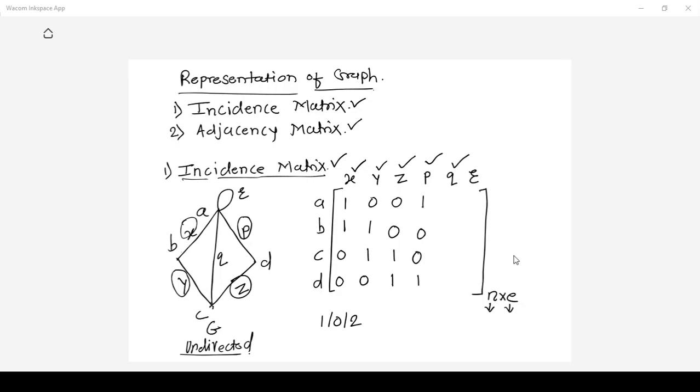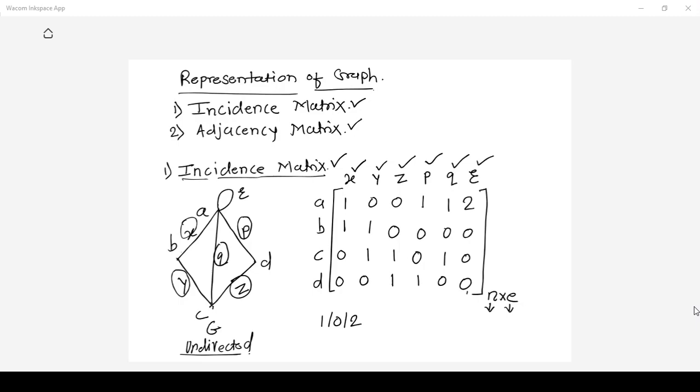Next edge, that is Q. Q is the edge connecting vertices A and C. For A and C, I'll write 1, and the rest I'll write 0. Now R is the self loop at the vertex A. We know a self loop is counted as two edges in the case of an undirected graph. So I'll write the value 2 in the row of A, and 0 in the rest of the rows. This way you can represent an undirected graph using an incidence matrix.